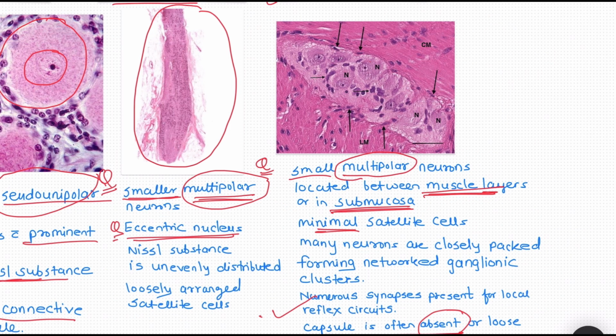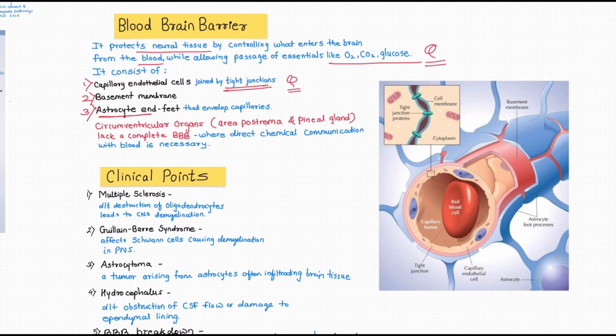So these are closely packed neuron cells forming clusters. Okay, and satellite cells are also present. These blue ones are satellite cells. So let's see what the blood-brain barrier is. It consists of three things.